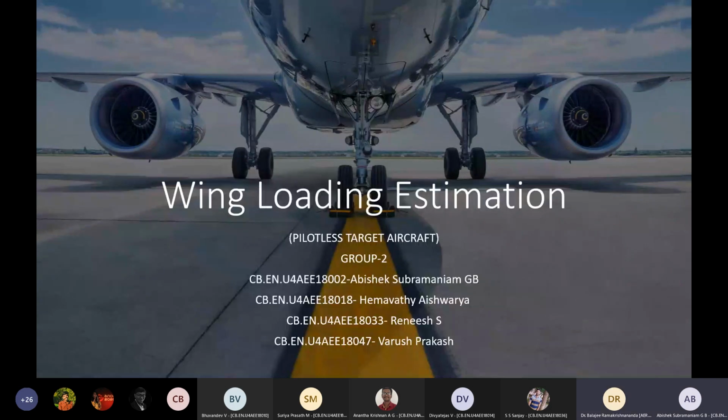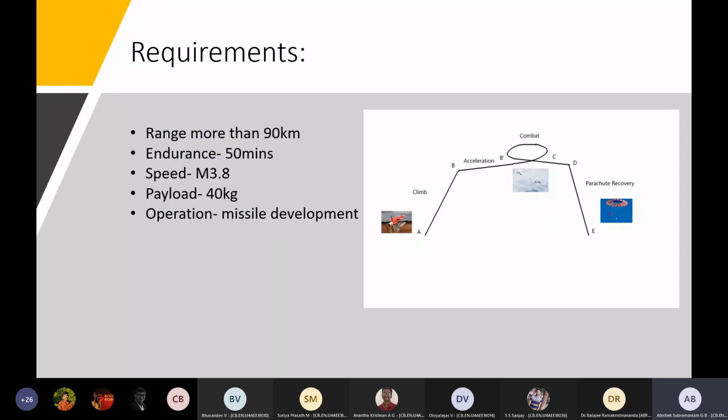From Group 2, I'm here to present about wing-loading estimation. The topic given to us was pilotless target aircraft, and these are our group members. Starting from requirements, the range given to us was 90 kilometers, endurance is 50 minutes, and maximum speed is Mach 3.8. Payload is 40 kilograms, and it is used for missile development.